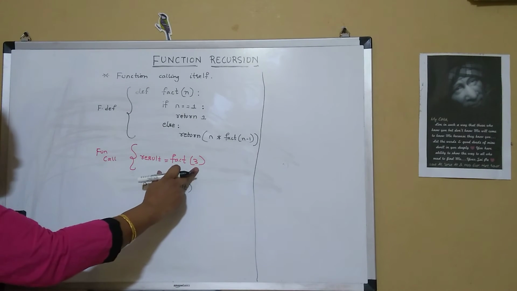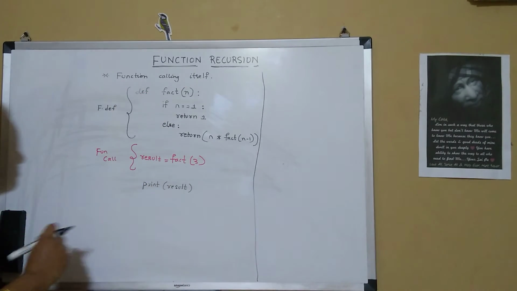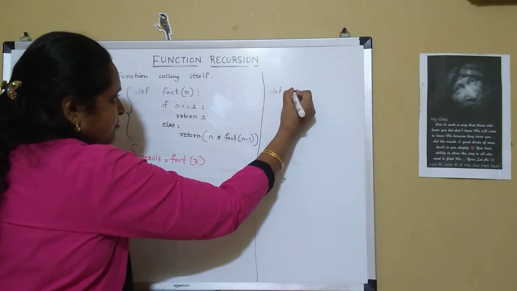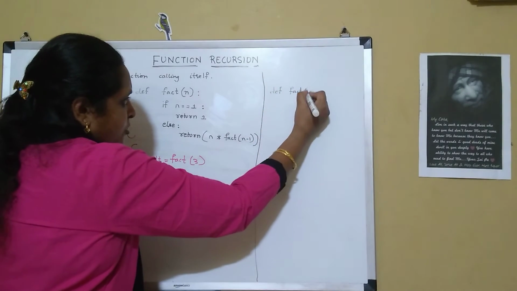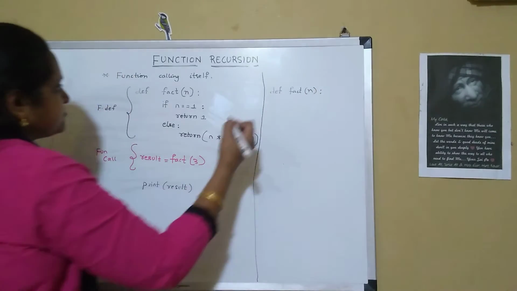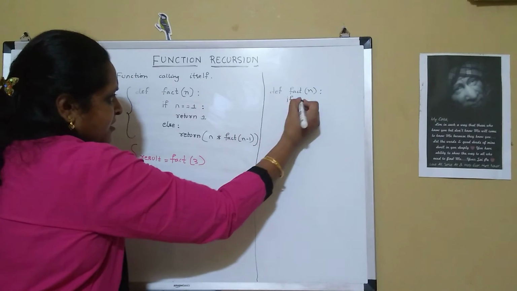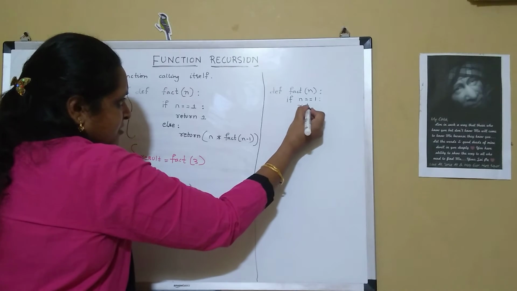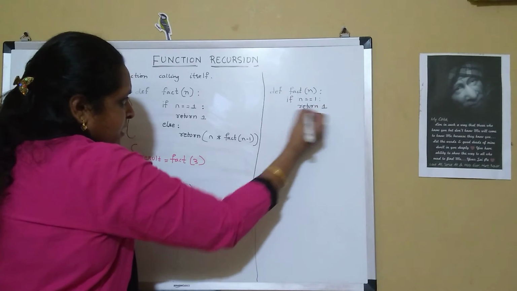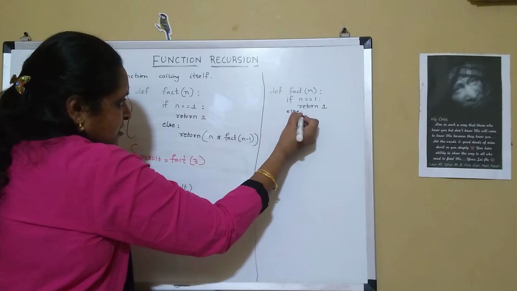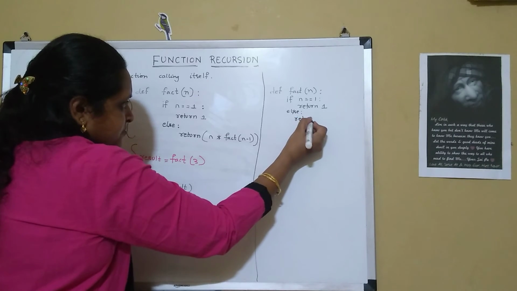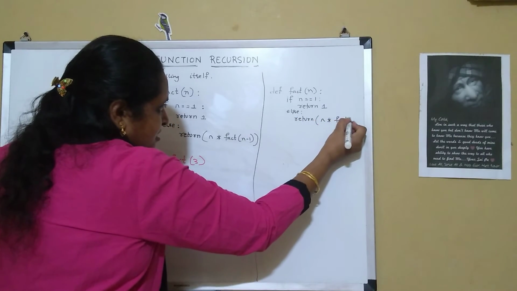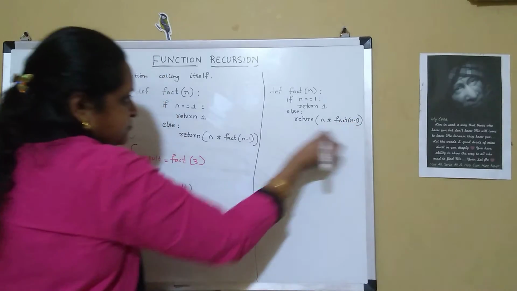Since I'm giving fact of 3, this particular function is being called thrice. So let me write it thrice over here. Def fact of n: if n equal to 1, return 1, else return n into fact n minus 1.